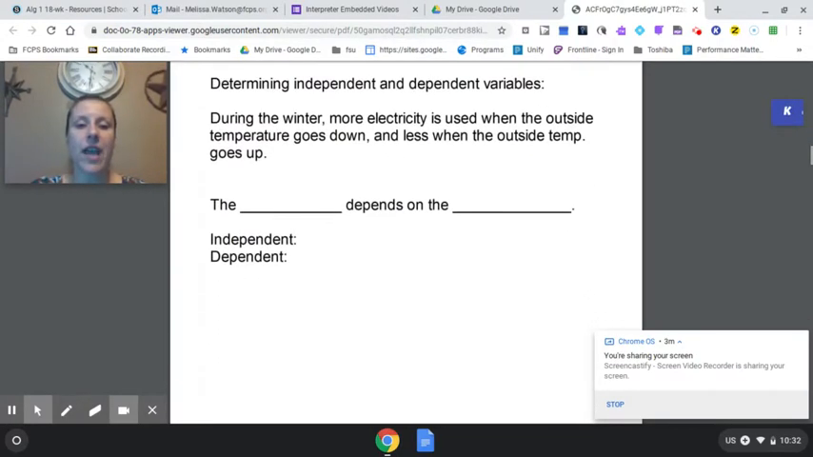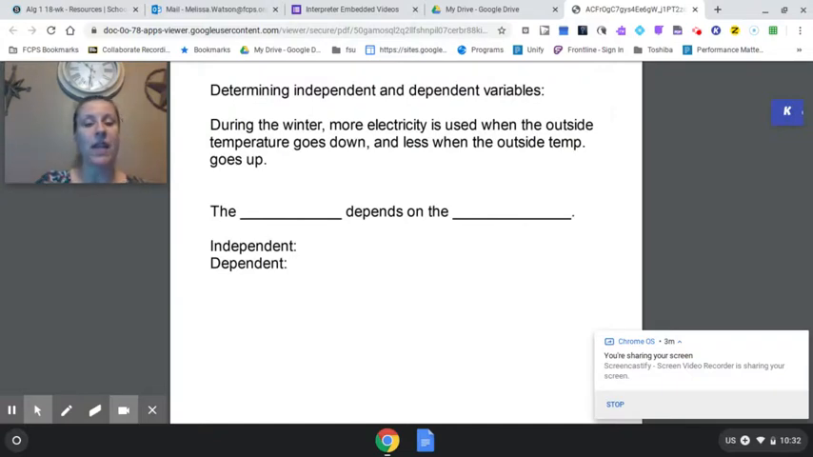So we're going to take a look at some examples where we're going to be determining independent versus dependent variables. This first example says, during the winter, more electricity is used when the outside temperature goes down and less when the temperature outside goes up. The blank depends on the blank. So first of all, let's pick out our variables. It says during the winter, more electricity is used. So electricity is one of the variables, the electricity usage. And then the other variable is the temperature. And we have to decide which one depends on the other.